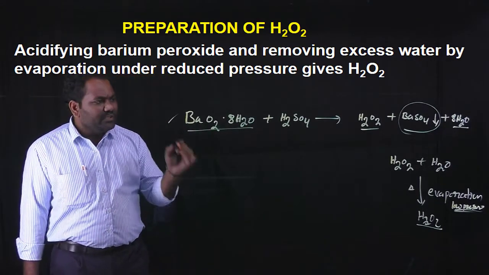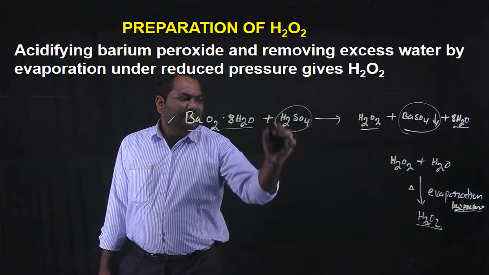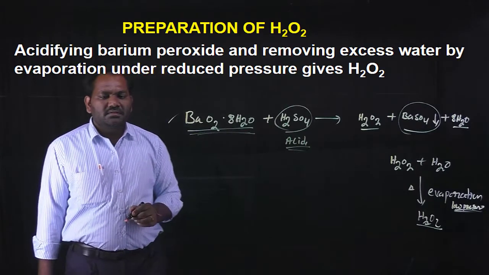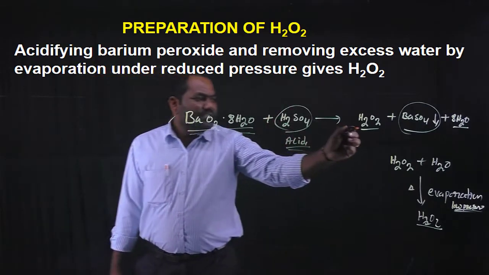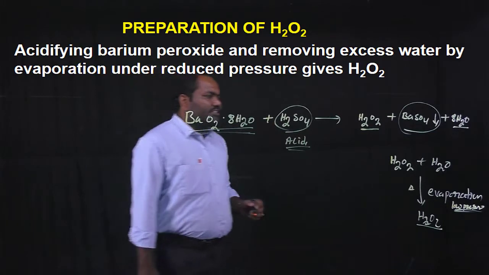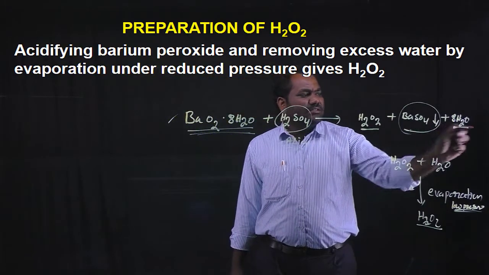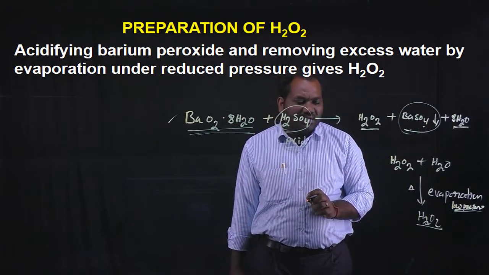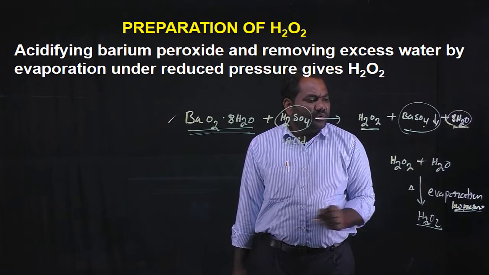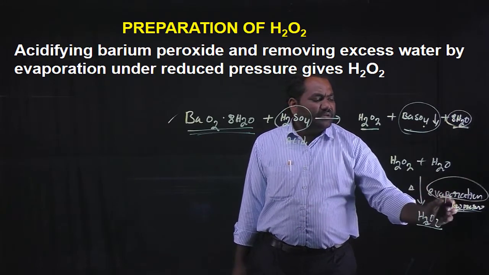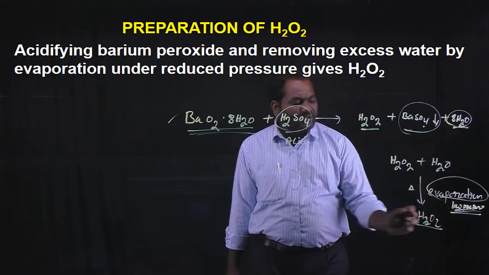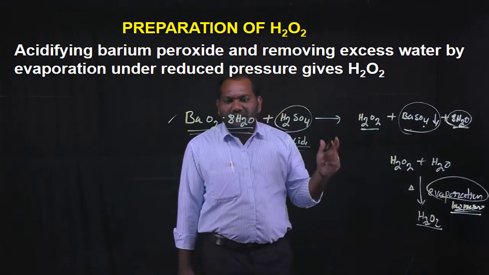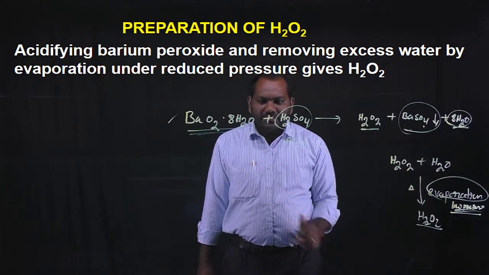Here we can simply add some amount of this acid to this barium peroxide. During this, H2O2 is formed, followed by a precipitate of barium sulfate as well as 8 molecules of water. The precipitate can be removed by simple filtration and the excess water can be removed by the evaporation technique at a very low pressure. Finally we get H2O2. This is one of the best methods for the preparation of H2O2.